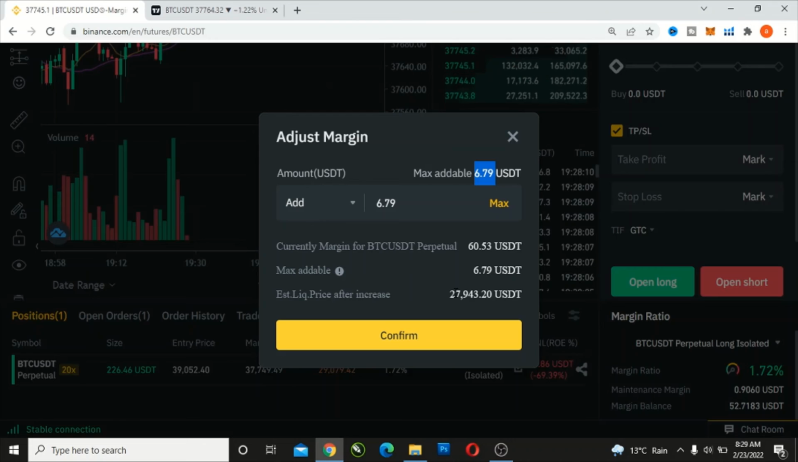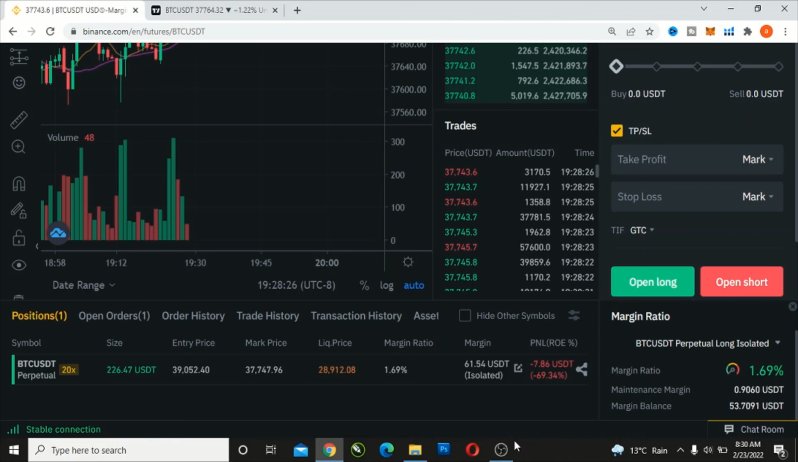So if I add the maximum addable amount, that is 6.79, then you can see that my liquidation price has further gone down to 27,943. So this is how you can keep on adding your amount. Okay, let me add $1. And if I click confirm, it has updated my liquidation price. You can see that 28,912 is the liquidation price.